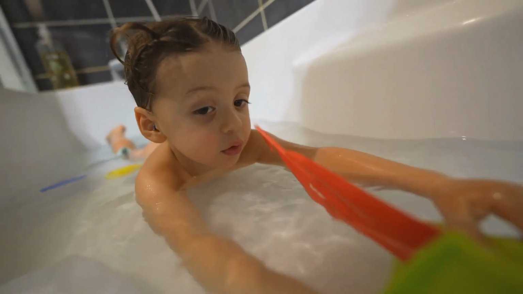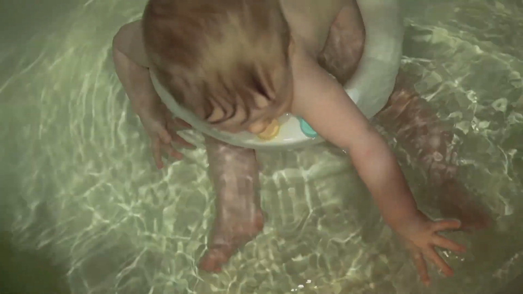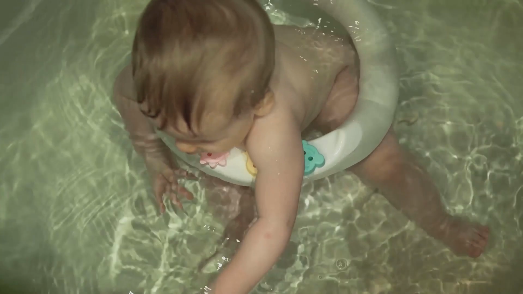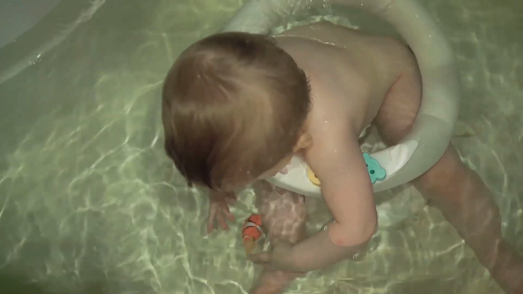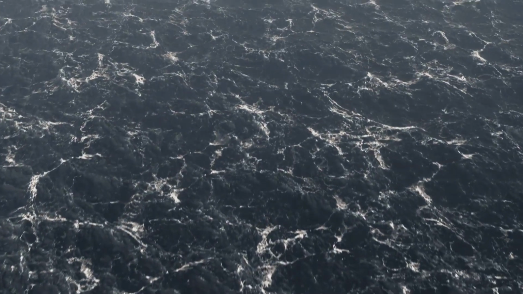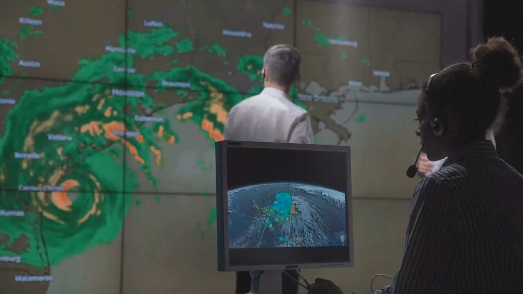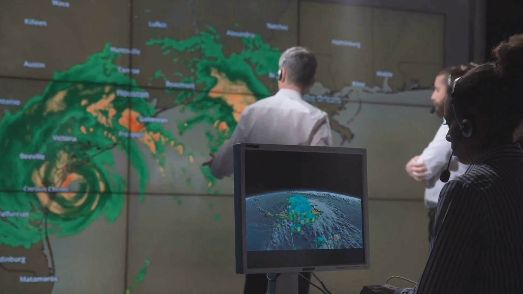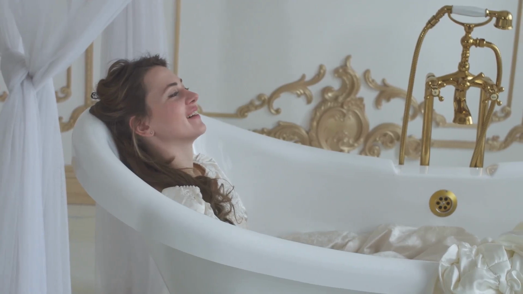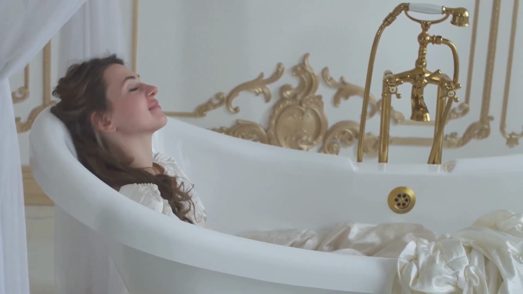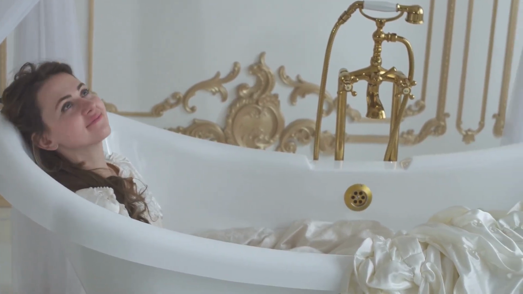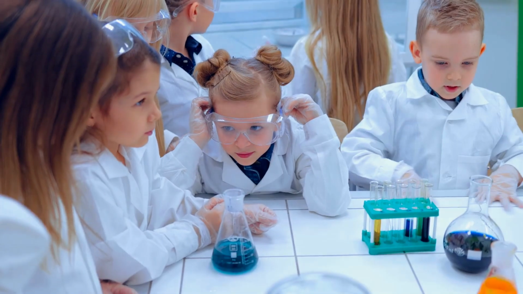Section 11. Applications, from bathtub to real world. Our bathtub experiments might seem like child's play, but they illustrate fundamental principles of fluid mechanics that have real-world applications. From designing efficient ships and airplanes to understanding weather patterns and ocean currents, fluid mechanics plays a crucial role in countless fields. So, the next time you're enjoying a relaxing soak, remember that you're surrounded by fascinating physics.